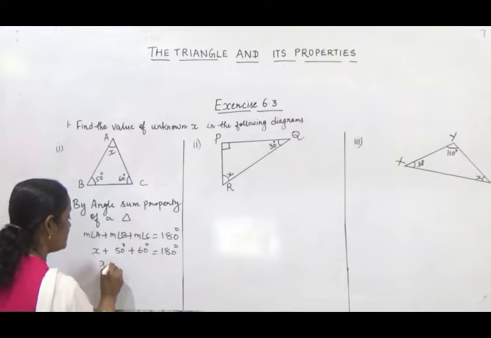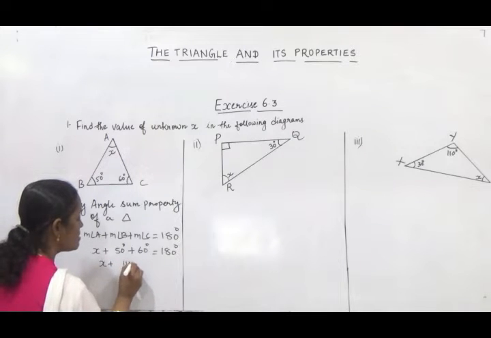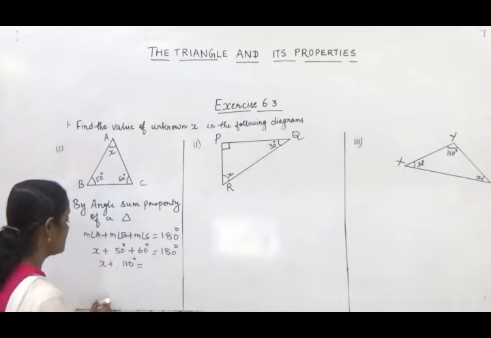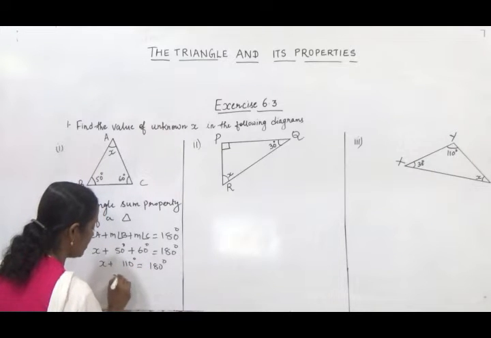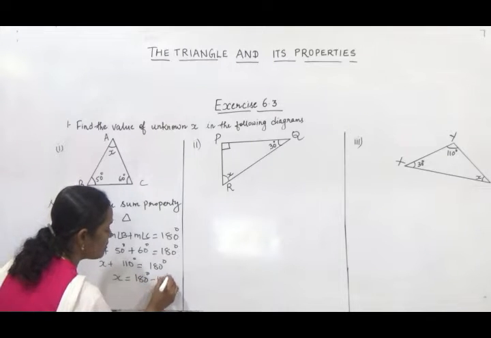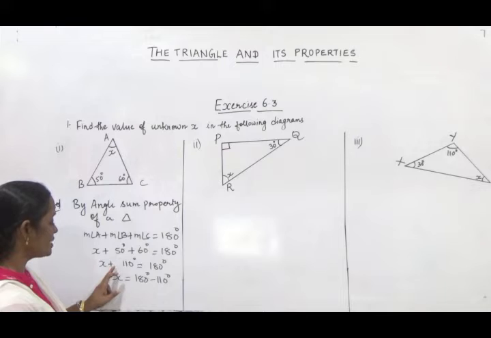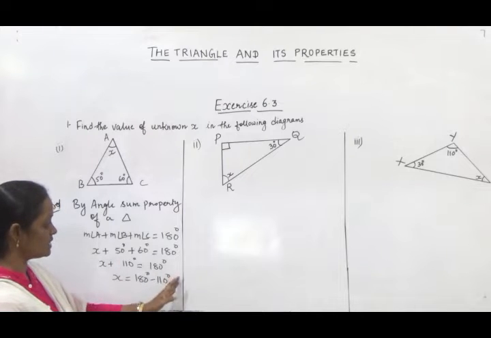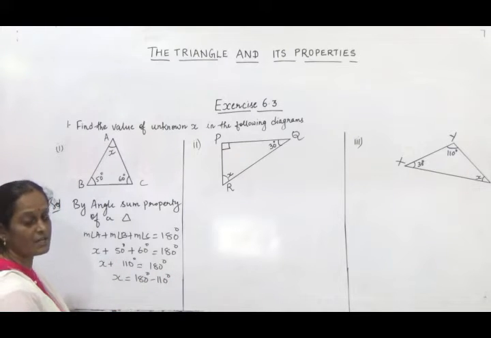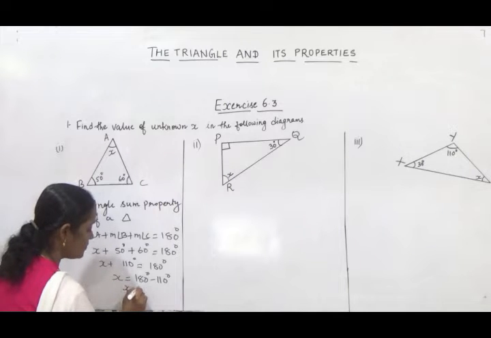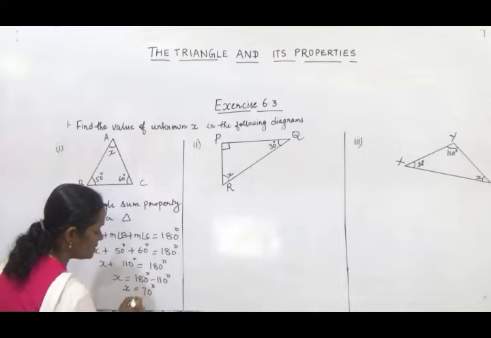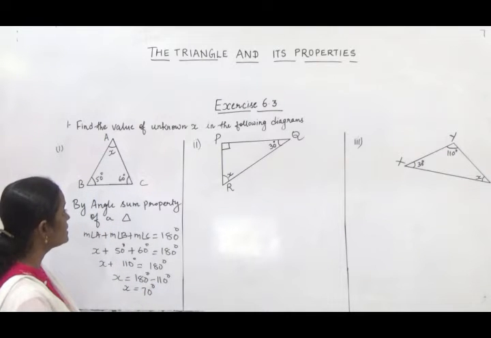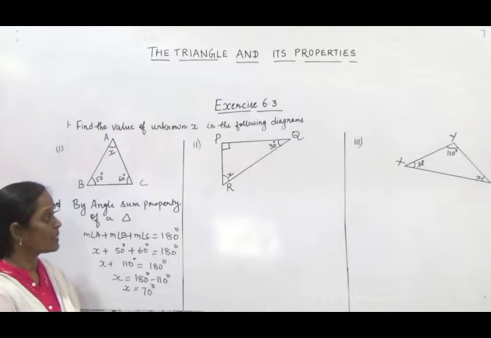Now x plus 50 plus 60 is 110 degree. x plus 110 degree is equal to 180 degree, or x is equal to 180 degree minus 110 degree. Here when we transpose this plus 110 to right hand side, it becomes minus 110. So x is equal to 180 minus 110, it is 70 degree. So the value of x is 70 degree here.